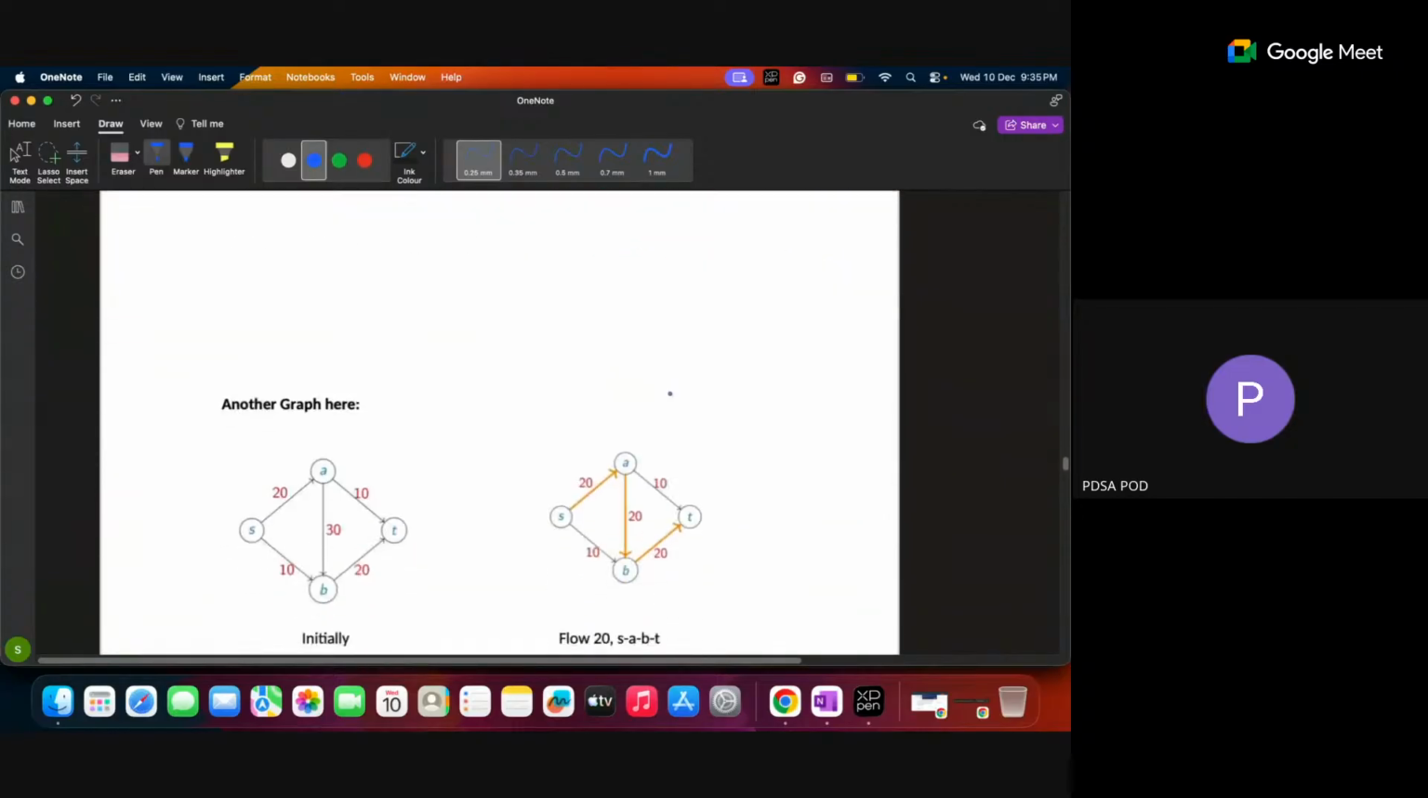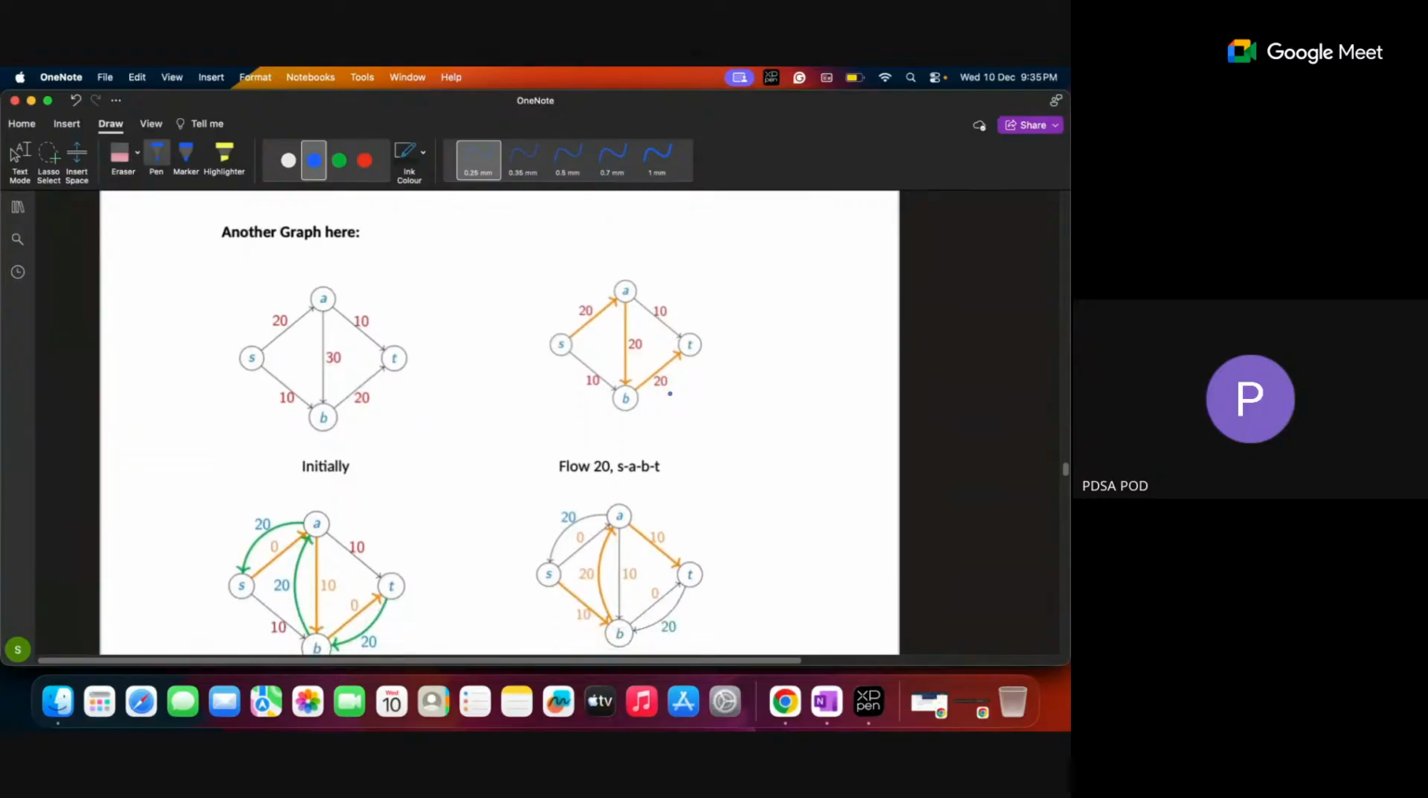This is the same graph, but the values are changed, because earlier they used only 1 and 1. Now they changed the values to understand better. So you see that the bad flow is chosen. Actually, if you consider the capacity, the good flow is this. Is this a good flow?